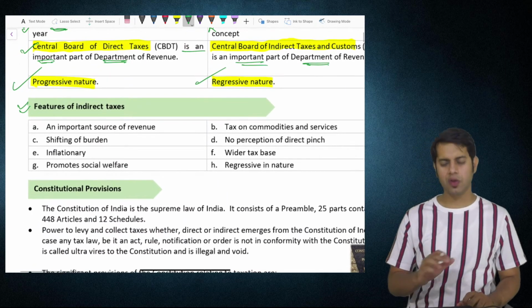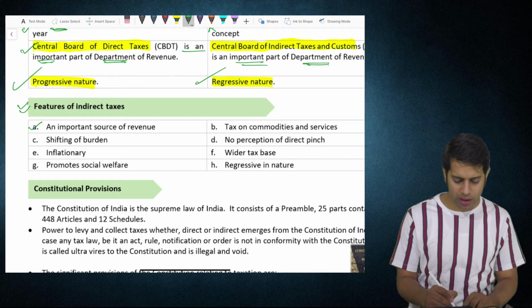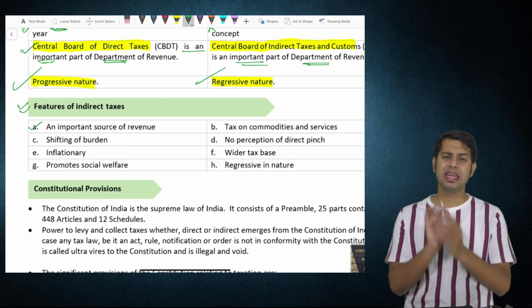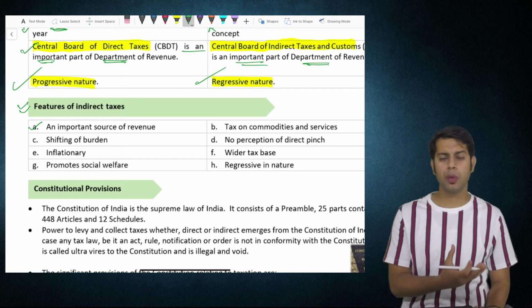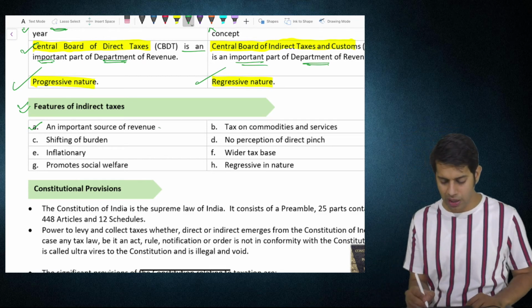The characteristics or features of indirect taxes are: point number 1, indirect tax is an important source of revenue to the government. It is one of the main sources of revenue to the government.